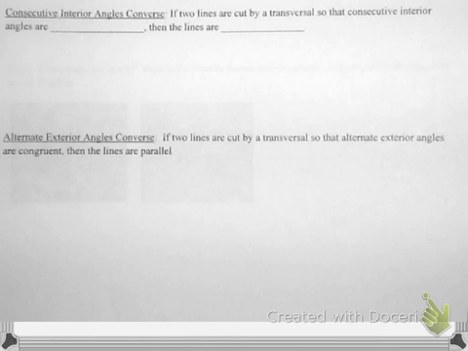Alright, next one's consecutive interior angles converse. If two lines are cut by a transversal so that the consecutive interior angles are, and this is the one that's different, consecutive interior angles are supplementary, sorry, that looks awful, then the lines are parallel. Here, I'll write this underneath so you guys can see. So supplementary.